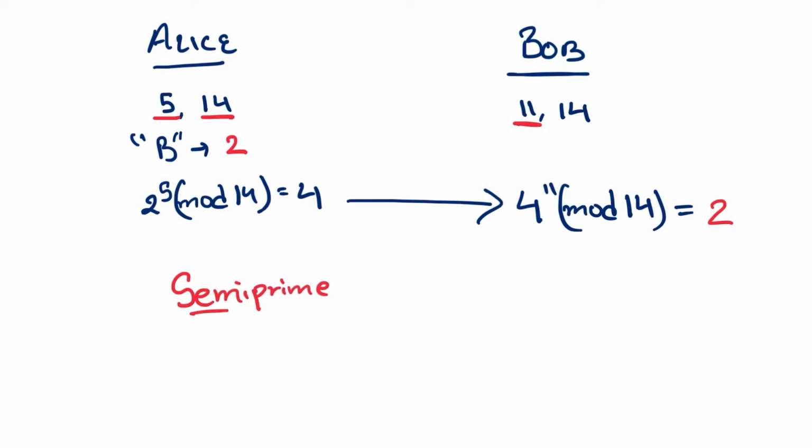A semi-prime number is a product of two prime numbers. So in this case, we have taken 14, which is the product of 2 and 7, and both being prime numbers satisfy the requirement. Thus 14 can be our public key.